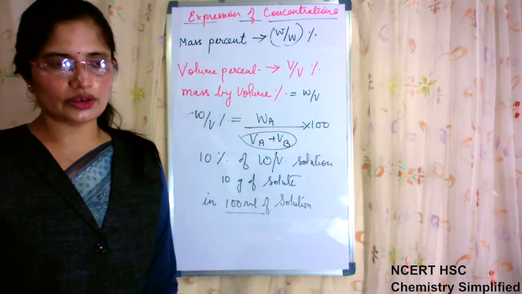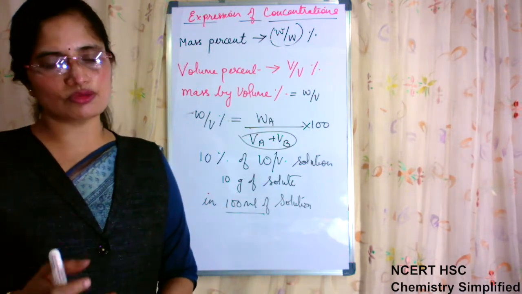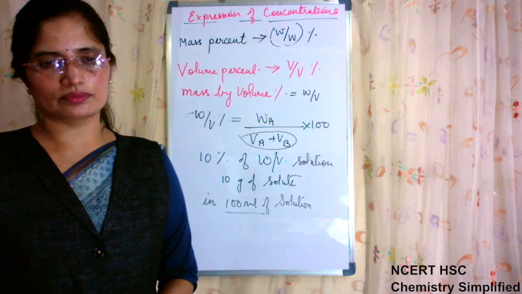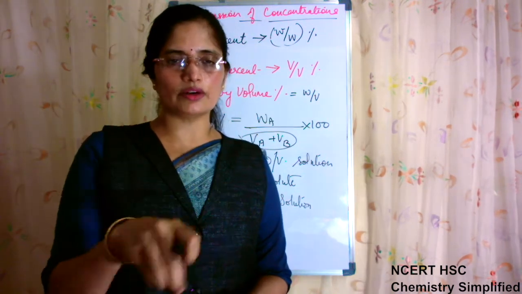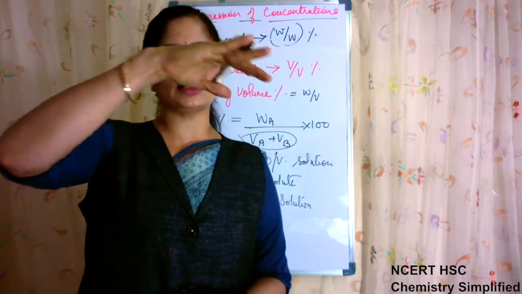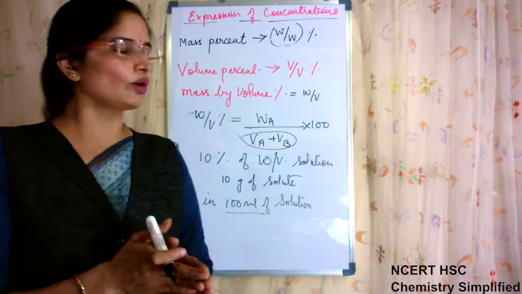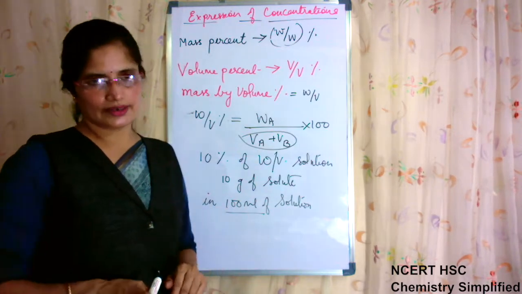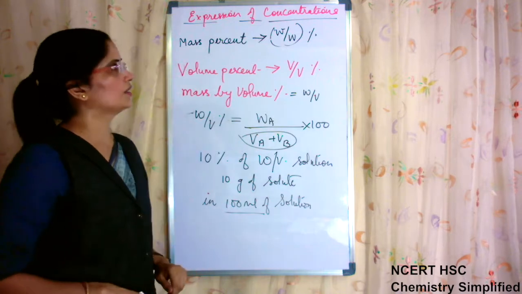It is not so that you take 100 ml of water and then start dissolving 10 grams of salt in that. Okay, you have to do it the reverse way. First you weigh the salt, dissolve it in some amount of water, and then make up the volume to 100 ml, which is the total volume of the solute and the solvent. Okay, so this is W by V.